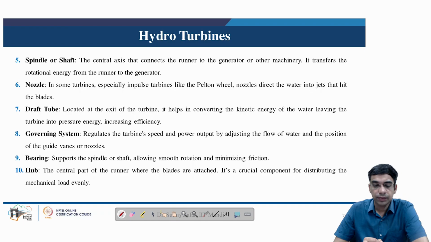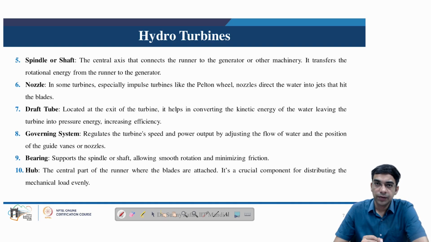Then the fifth part of the hydro turbine is the spindle, or what we call the shaft. This is the central axis which connects the runner to the generator and other machinery. It transfers the rotational energy from the runner to the generator. In some turbines, especially impulse turbines, we may use a nozzle. This nozzle directs the water jets by converting the pressure energy of the water into kinetic energy, which hits the blades, and because of the impulse action, rotation of the blades is observed.